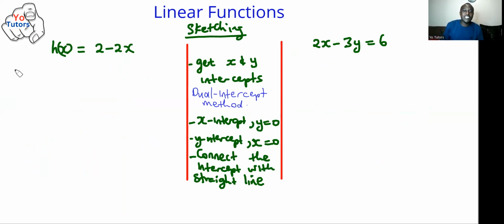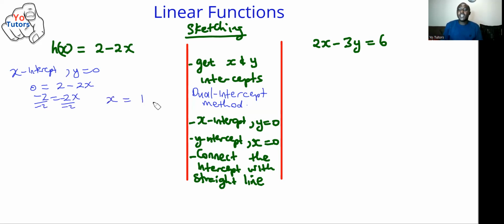Let's look for the x-intercept in this case. For the x-intercept, y should be equal to 0. So here we put 0 as h of x: 0 is equal to 2 minus 2x. We take the 2 across: minus 2 is equal to negative 2x. Then we divide by negative 2 on both sides. x is equal to 1. So the coordinate here is (1, 0). That's the x-intercept. Now what about the y-intercept?